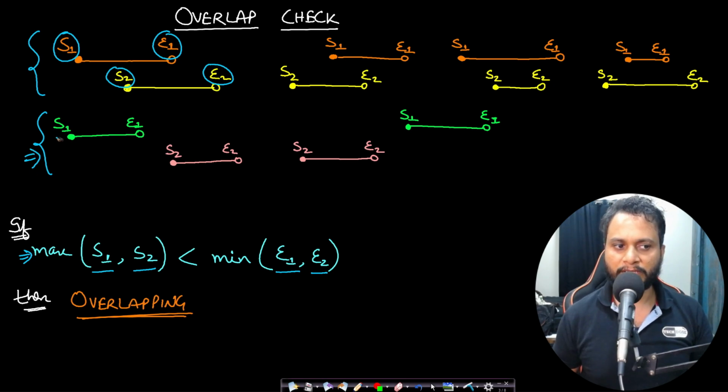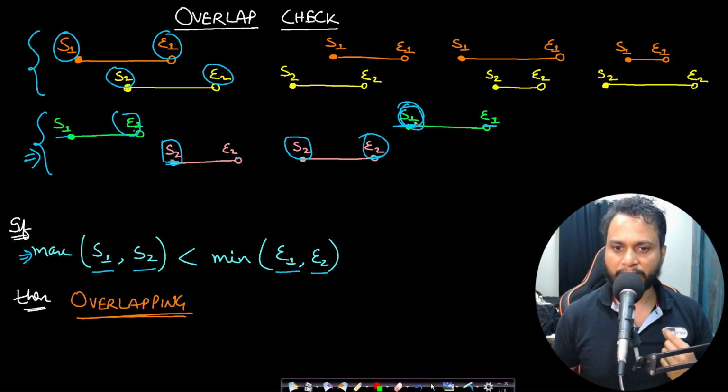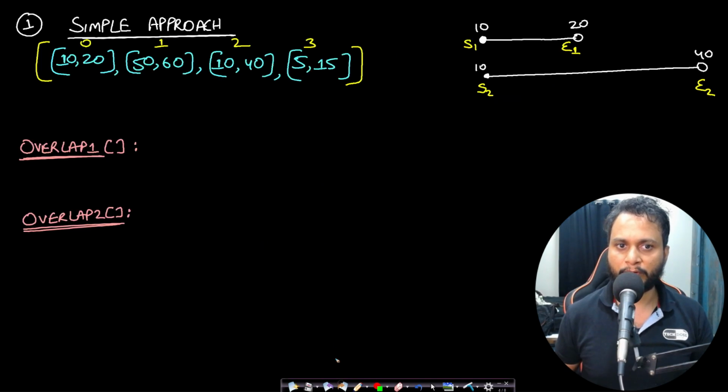In this case, you check that the maximum of S1 and S2 is S2 and the minimum of E1 and E2 is E1. So is S2 less than E1? No. So there is no overlap. And similarly, the maximum of S2 and S1 is S1 and the minimum of E1 and E2 is E2. So is S1 less than E2? No. So that is why there is no overlap, right? So this is just a simple condition for you to apply the overlap check.